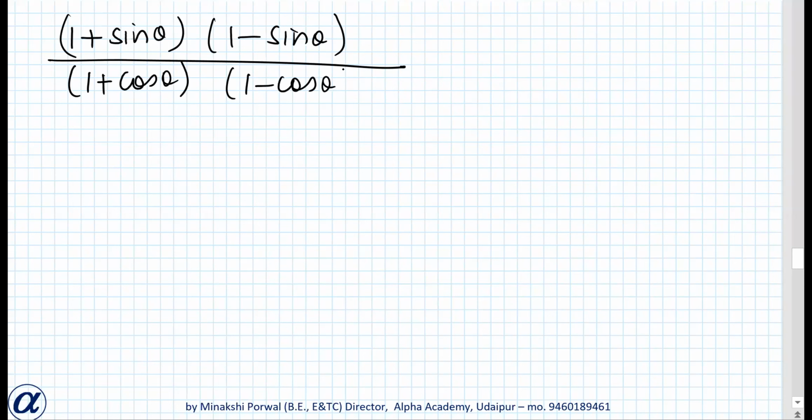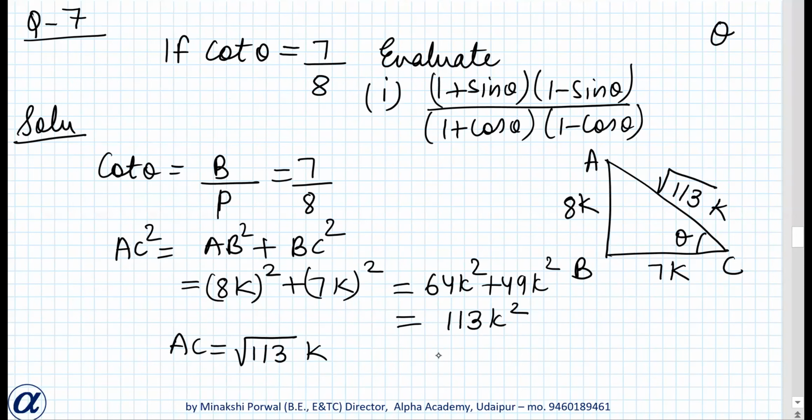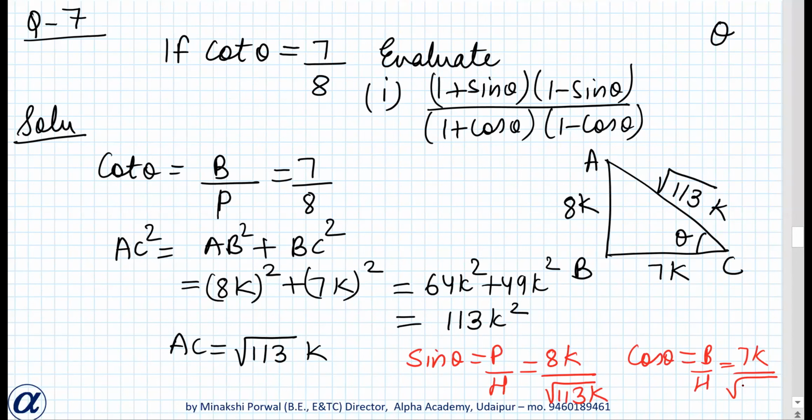All of you try to find the value. First of all, find the value of sine theta and cos theta. Sine theta, I am writing here only, equals perpendicular upon hypotenuse. Perpendicular is 8K and hypotenuse is under root 113K. And cos theta is base upon hypotenuse. Base is 7K and hypotenuse is under root 113K. K and K will get cancelled.